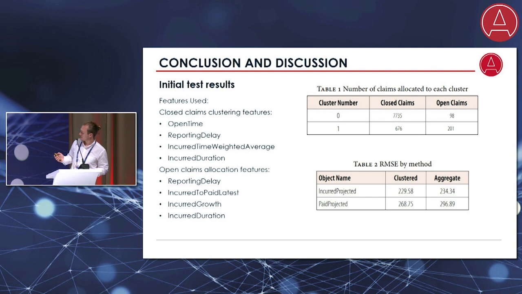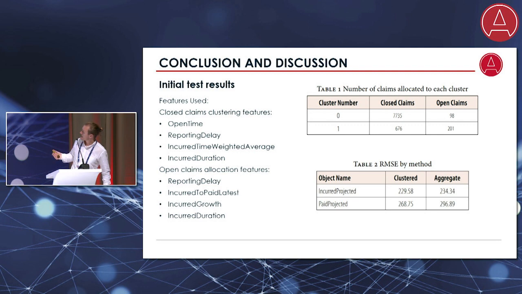Now, just test results. This framework was tested on a South African data set, a certain kind of very popular class, with 10,000 claims used. Because of the limitation in the number of claims, only two clusters could be fitted. The features used in this test study: closed claims clustering used open time, reporting delay, etc. This is described in more detail in the paper. The open claims use these features, and here's the root mean square error by method.